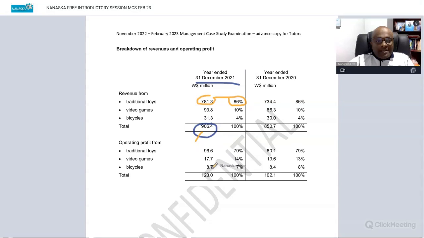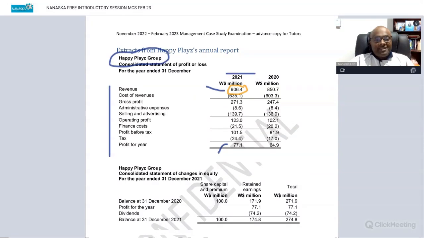And look at the operating profit. How much is the operating profit? 123. I don't know whether that operating profit is right. Operating profit is 123. Is it the same number given in the P&L? Can you go to the P&L and see whether it's the same number, 123?